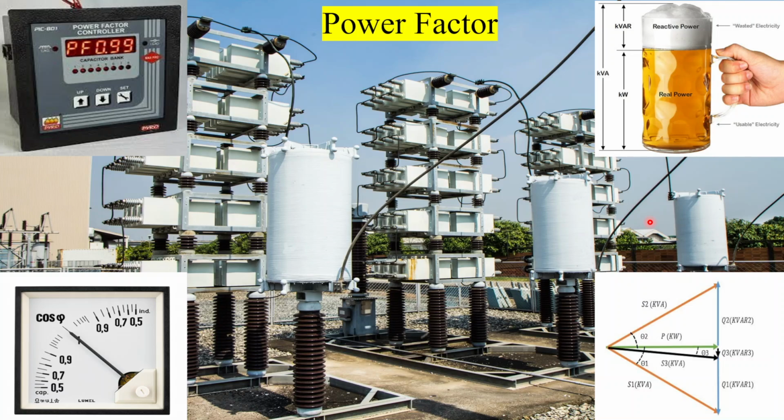The power factor is a dimensionless number between 0 and 1, often expressed as a percentage. A power factor of 1, or 100 percent, indicates that all the power is being effectively converted into useful work. A lower power factor indicates a higher proportion of power is being wasted in the form of reactive power.